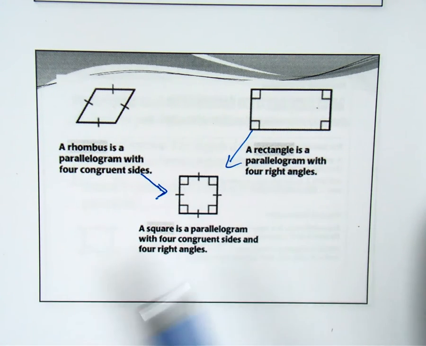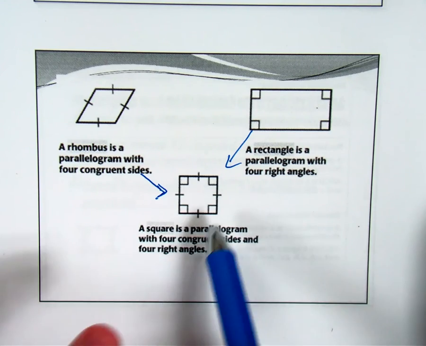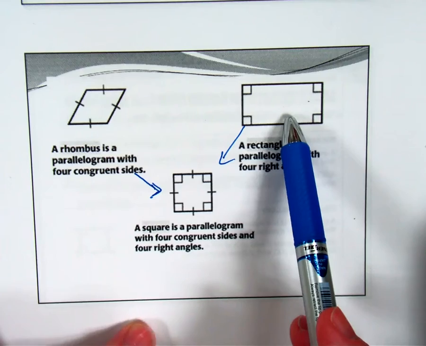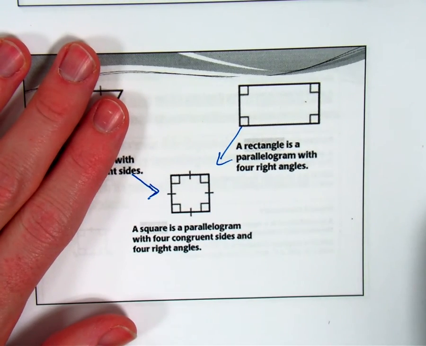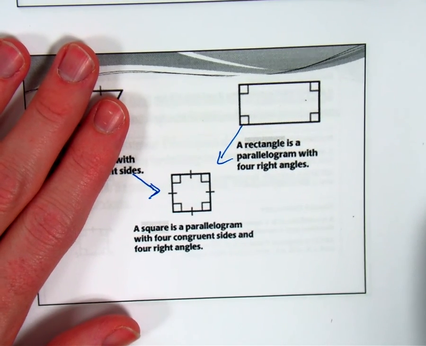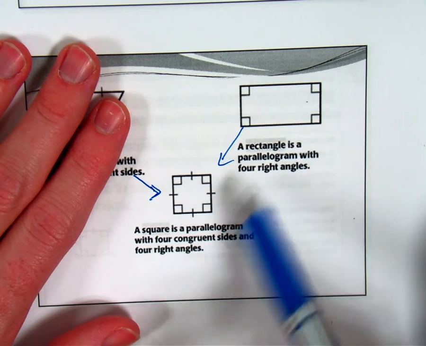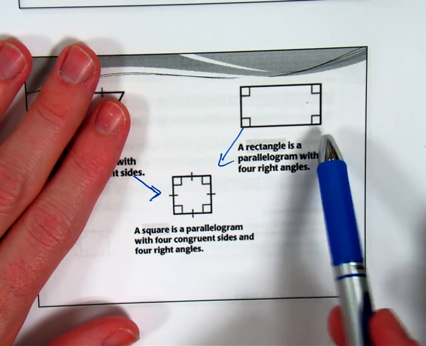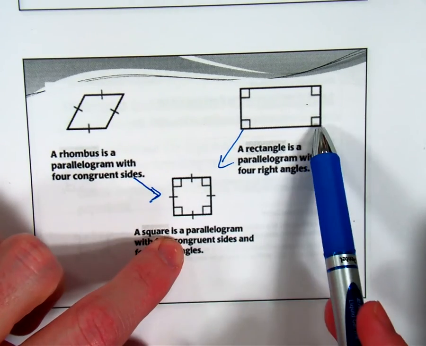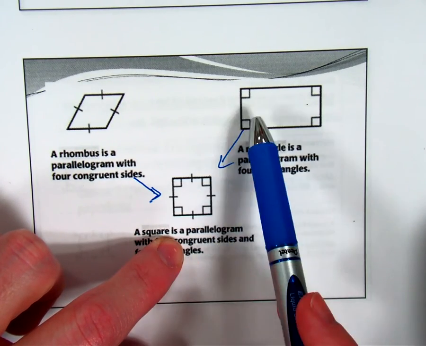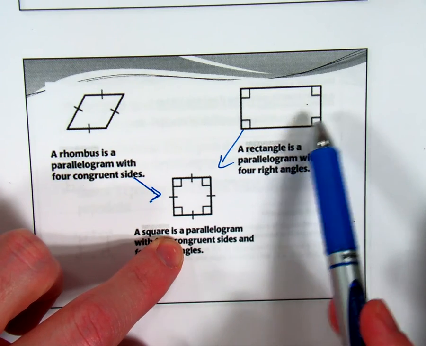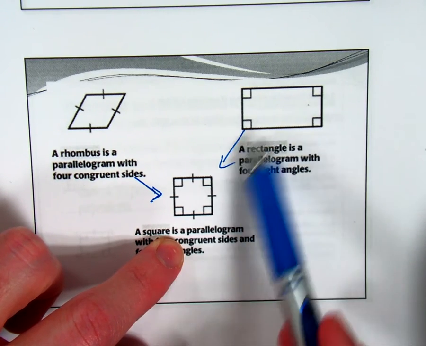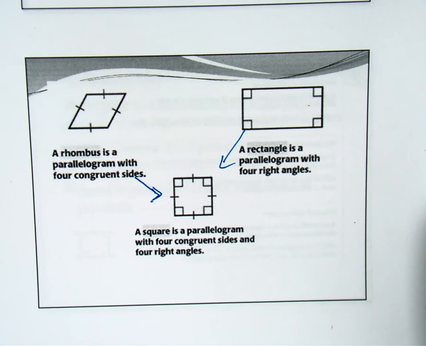So all of these are parallelograms. A square is a rectangle, but a rectangle is not a square. Kind of like all thumbs are fingers, but not all fingers are thumbs. A square meets the definition of a rectangle because it has all four right angles, but a rectangle doesn't meet the definition of a square because it has the four right angles, but it doesn't have the four congruent sides as well.